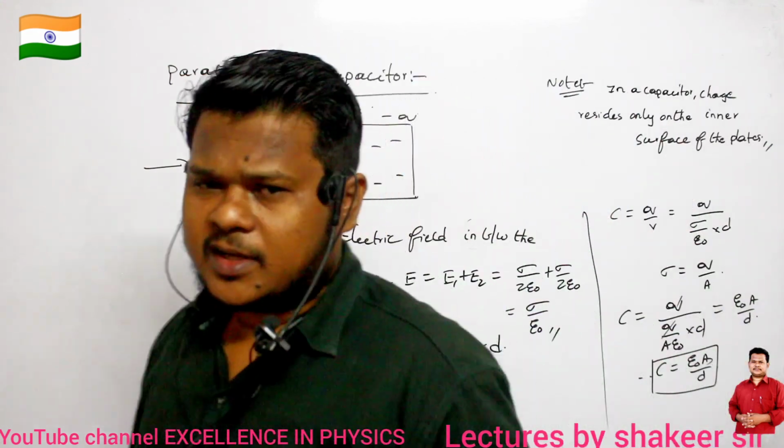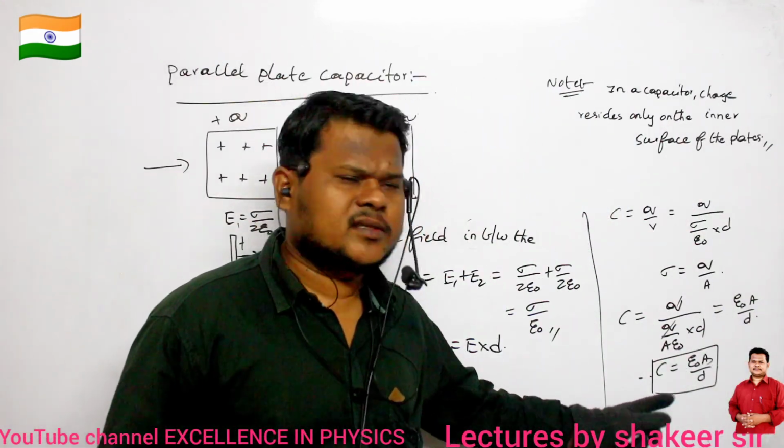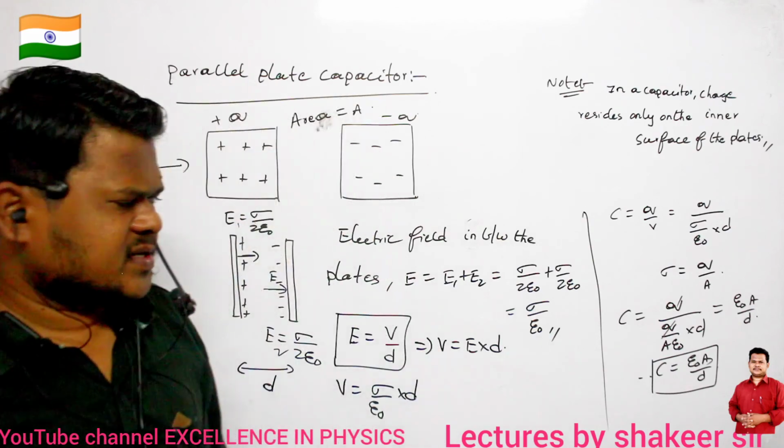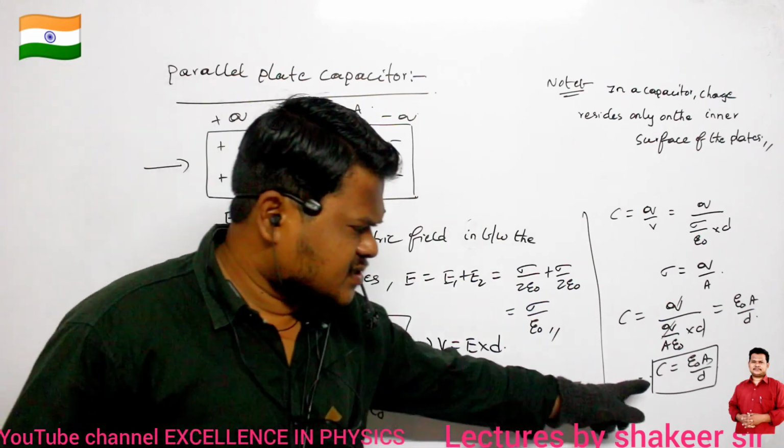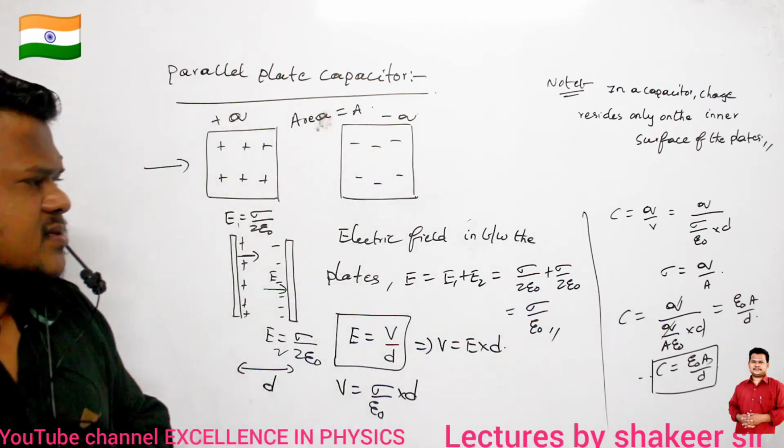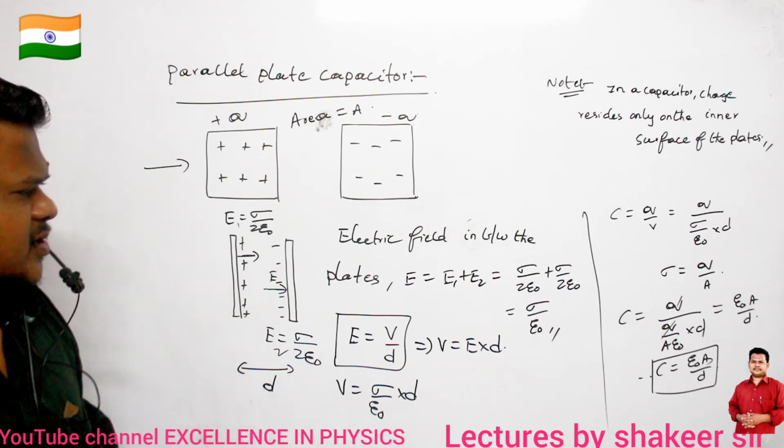By looking at this equation, what I can understand is that if the area of the plates increases, capacitance increases. Similarly, if the distance between the plates decreases, then also capacitance will increase. Come on, make a note up to here.